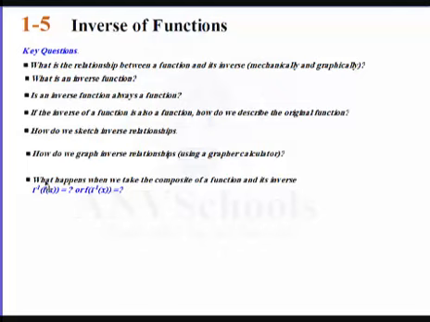What is f to the negative 1? It's a notation for inverse function. f to the negative 1 of f of x is equal to what? Or what is also f of negative 1 of x? So all of these questions will be answered in this lesson.